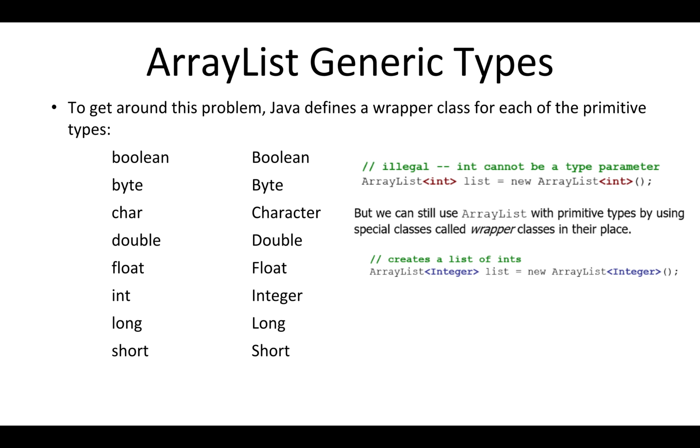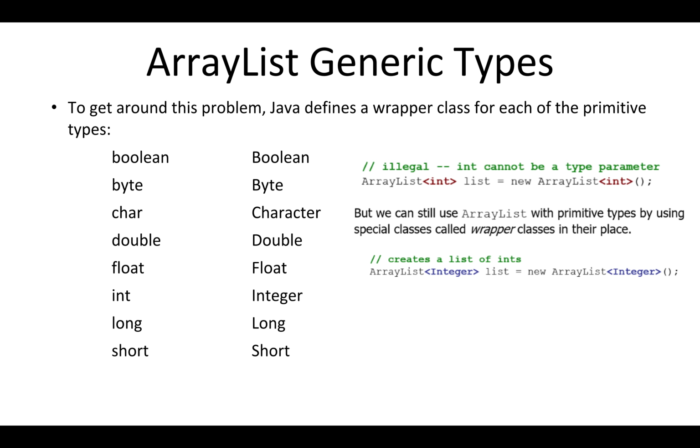In general, ArrayLists can only hold objects. They cannot hold primitive data types. We've talked about primitive data types. There are 8 primitive data types in Java: boolean, byte, char, double, float, int, long, and short. So arrays can hold primitive data types and objects, but ArrayLists can only hold objects. This is a restriction of the ArrayList data structure.